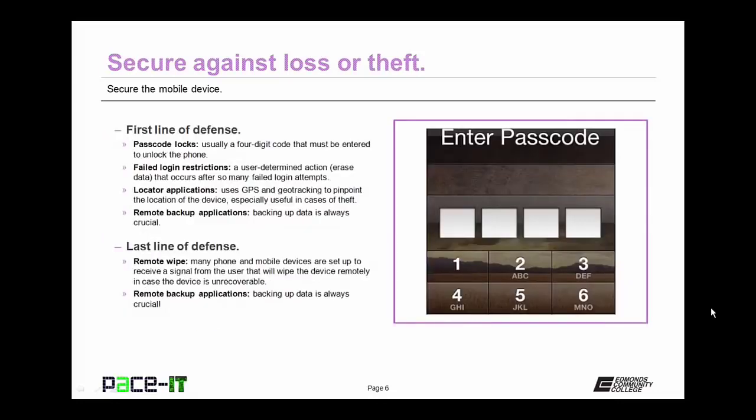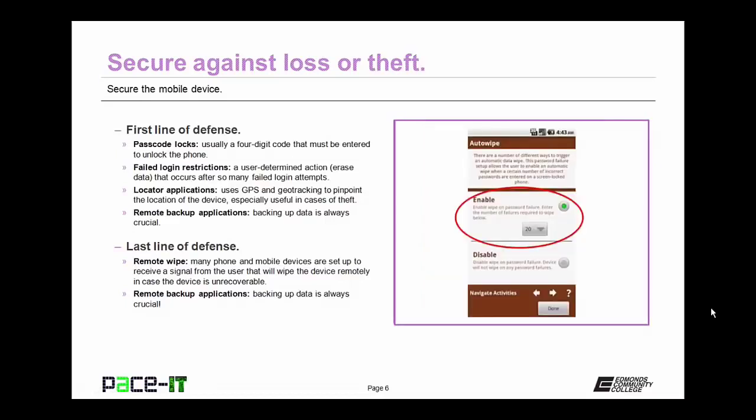Your first line of defense is the passcode lock. It's usually a 4-digit code that must be entered to unlock the phone, although they are using other methods now as well. Many operating systems also have failed logon restrictions that you can enable. As a user, you get to determine which actions occur after so many failed login attempts.